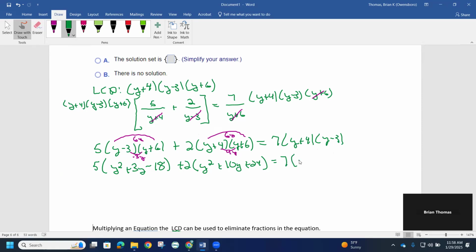y times y is going to be y squared. So the outer is a -3y. The inner is a 4y. So -3y and a 4y is going to give me just a positive y. And then 4 times -3 would be the -12.